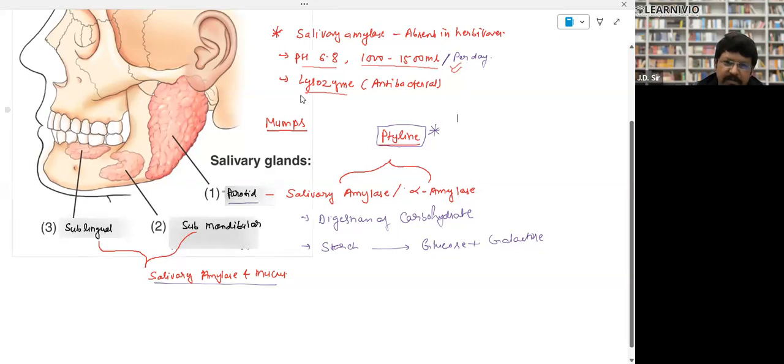And saliva has an enzyme which is called lysozyme. So lysozyme has an antibacterial effect. So saliva has an antibacterial effect, right? If some bacteria or harmful pathogen goes inside our mouth with the food, saliva has the capability to fight with them, right? Because saliva contains the lysozyme. Clear?